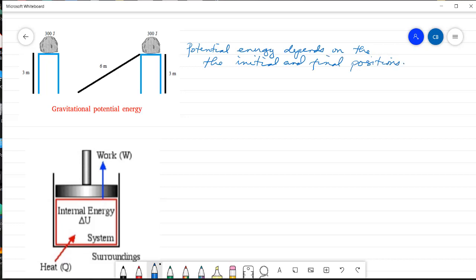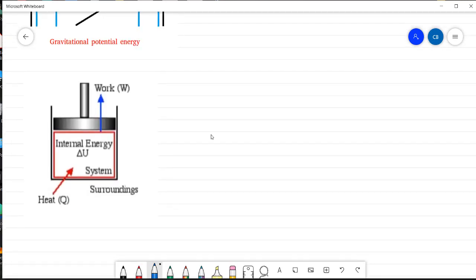However, in thermodynamics, in our illustration, when our system changes from an initial equilibrium state to a final equilibrium state, this affects the system's internal energy, or U. U is the symbol for internal energy.